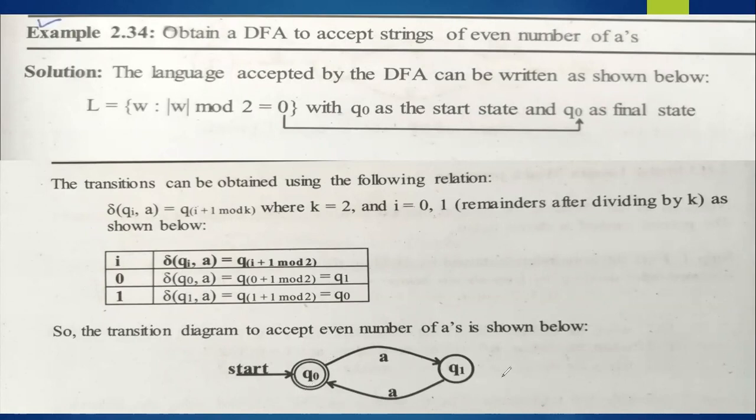We already designed this while discussing the first half of DFA, a pattern recognition problem, about how many A's you have. For an even number of A's, q naught is made the final state. The minimum string we want is 2, that means double A, the first A and second A, and q naught is made the final state. If I want to accept an odd number of A's, then q1 should be made the final state, and then odd numbers of A's will be accepted.